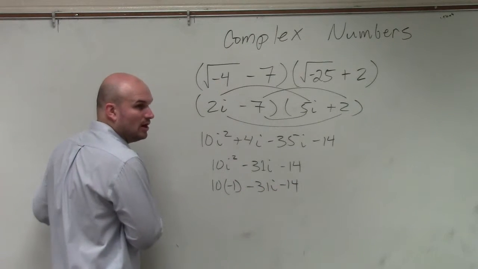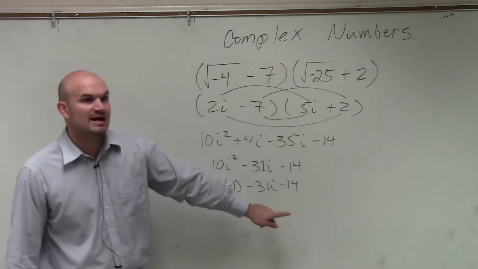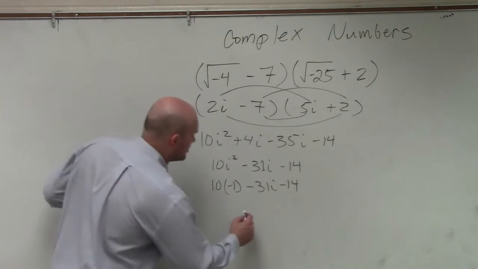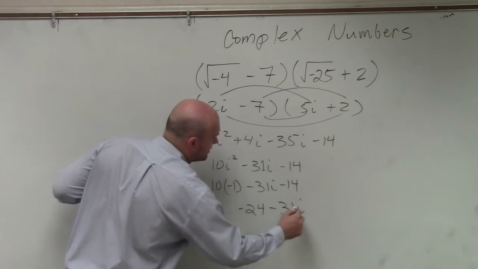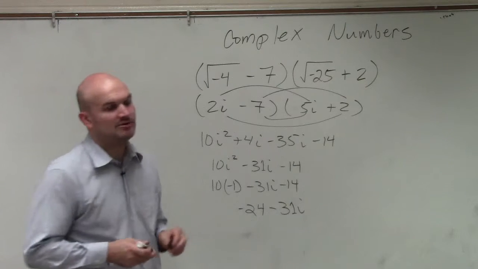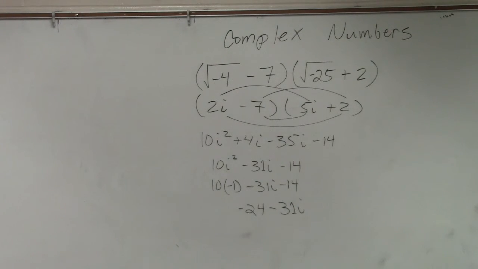So if that's negative 1, then 10 times negative 1 is going to be negative 10. Negative 10 minus 14 is going to be a negative 24. So your final answer is negative 24 minus 31i. That would be your final answer. I'm sorry, I forgot to do that. I did that in the last two classes.